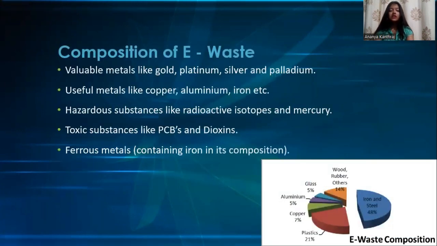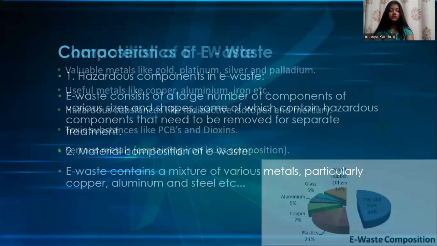Composition of e-waste. Valuable metals like gold, platinum, silver, and palladium. Useful metals like copper, aluminium, iron, etc. Hazardous substances like radioactive isotopes and mercury. Toxic substances like PCBs and dioxins. Ferrous metals containing iron are also part of the composition of e-waste.